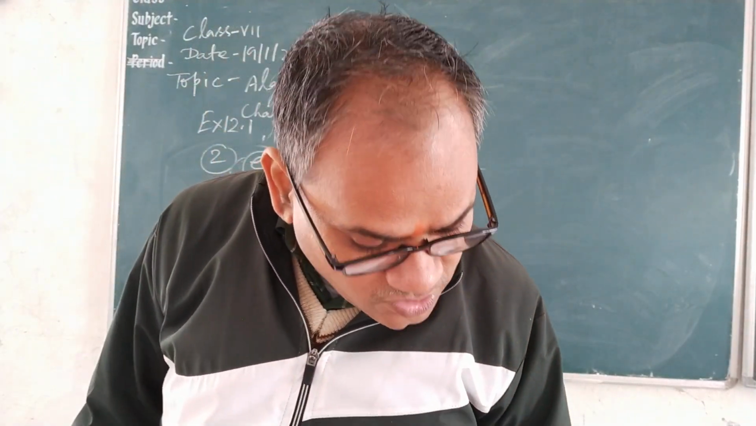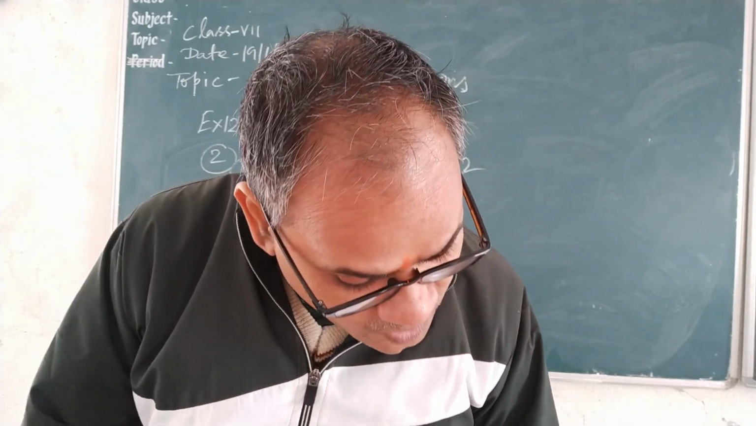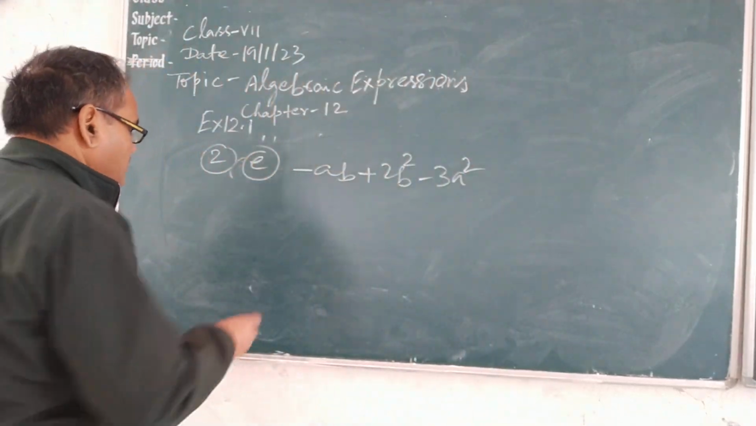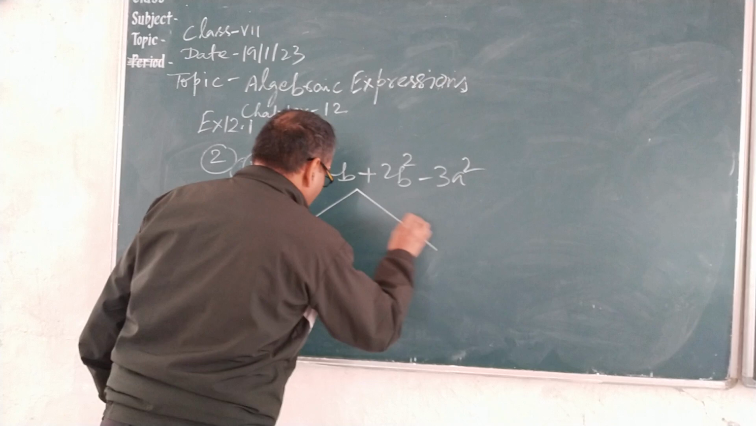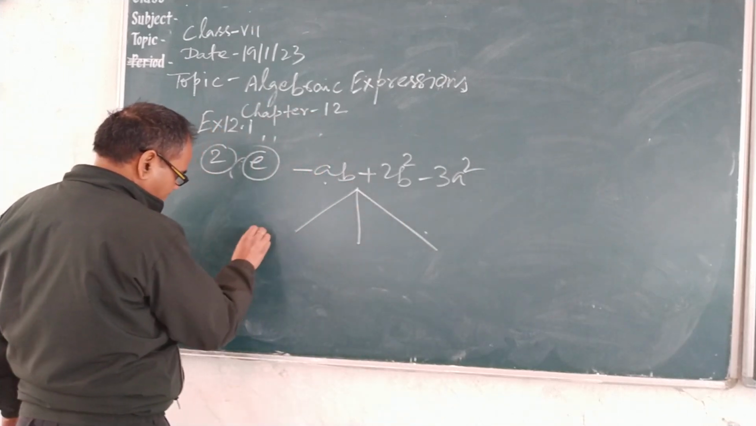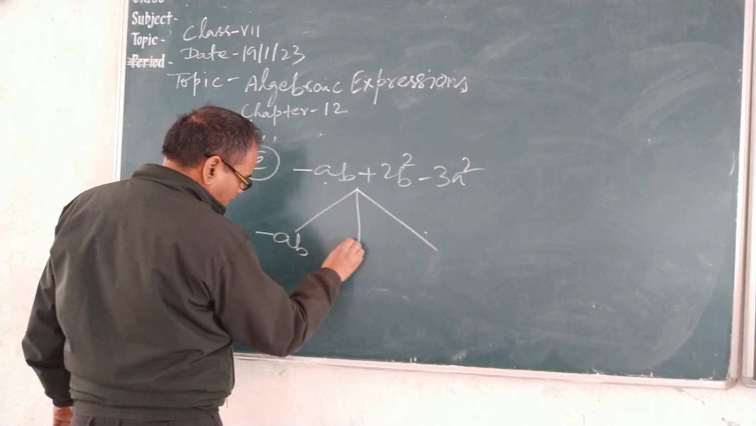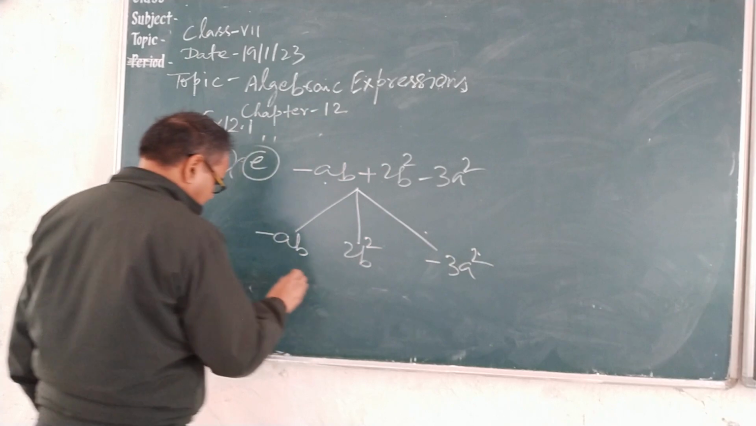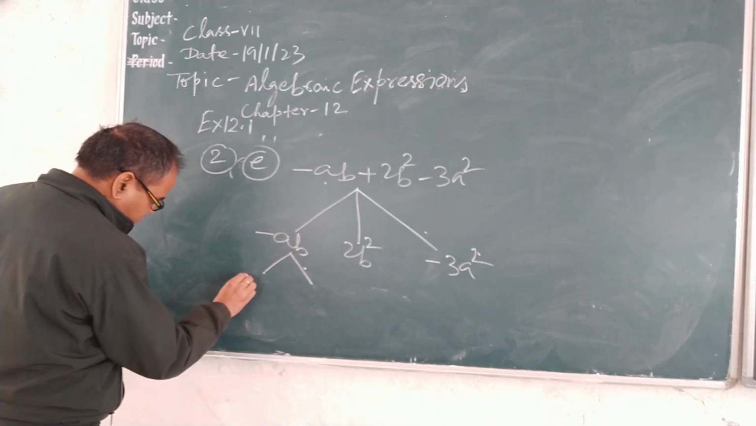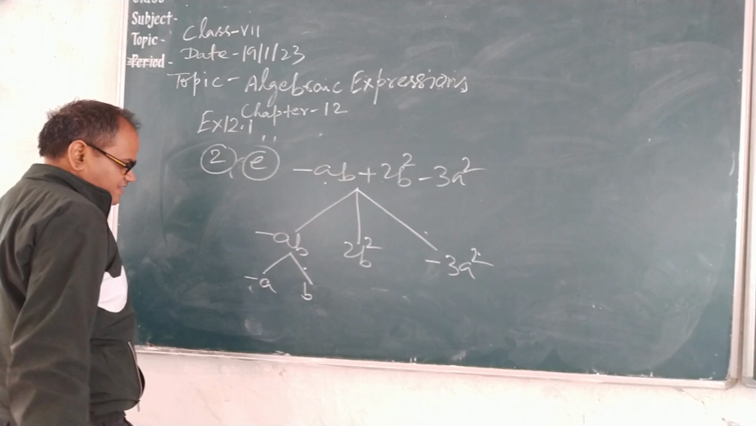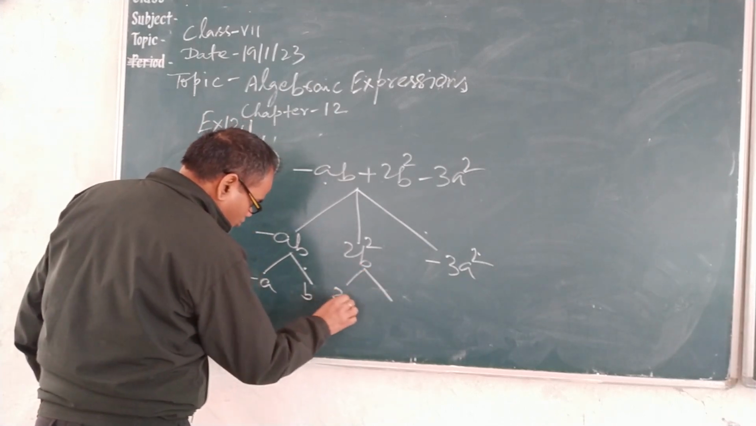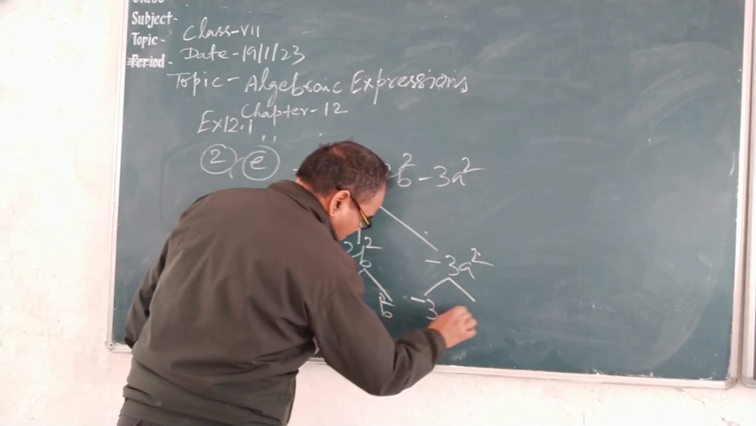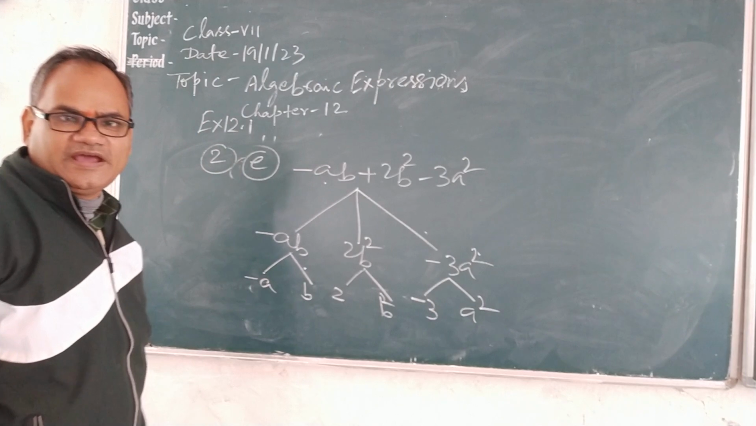Now how can you show it using a tree diagram? This is very simple. Now look here. First write this way. This is minus AB, write down. Here 2B square, write down. Here minus 3A square, write down. And here you will see, look here. This is minus A and B. This is 2, this is B square. And this is minus 3, and this is A square.